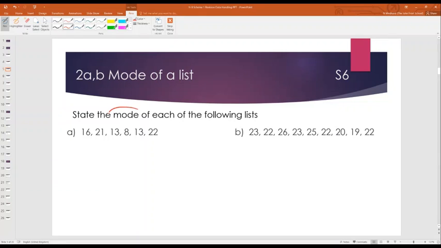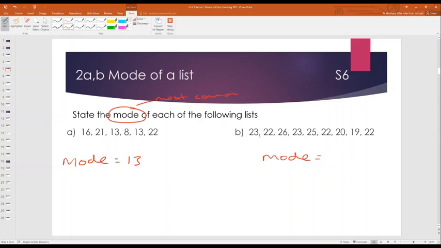Right, the mode then. We need to remember that when we're talking about the mode, we are talking about the most common number, the number that appears the most. In question A, the mode is whatever number comes up the most, which is 13. 13 comes up twice, the others all come up once. So the mode for question A is 13.